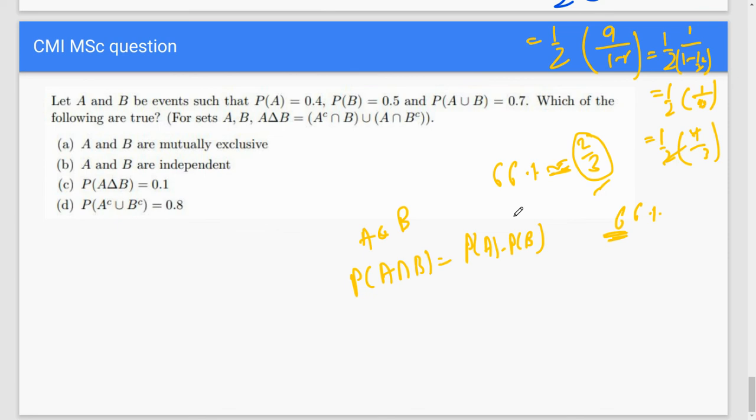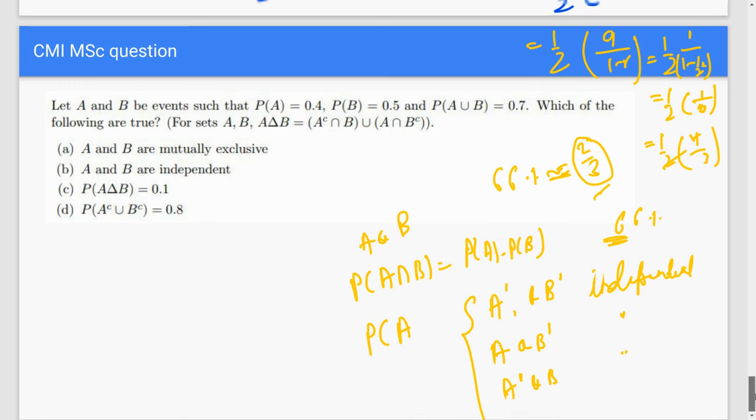This says that if A and B are independent events, then A complement and B complement are also independent events, A and B complement are also independent, and A complement and B are also independent. So if A and B are independent, all of these are independent. I think this is the formula, though I don't recall it exactly. If A and B are independent events, these all are independent events.